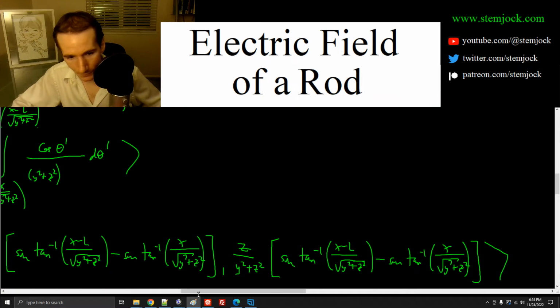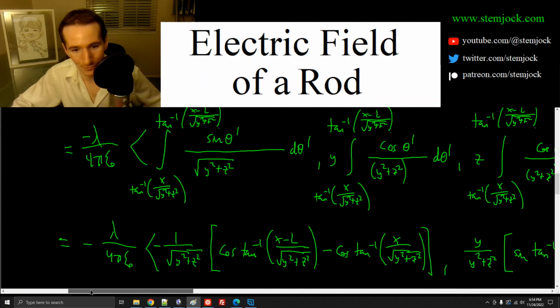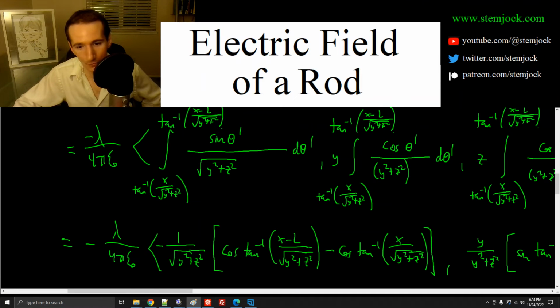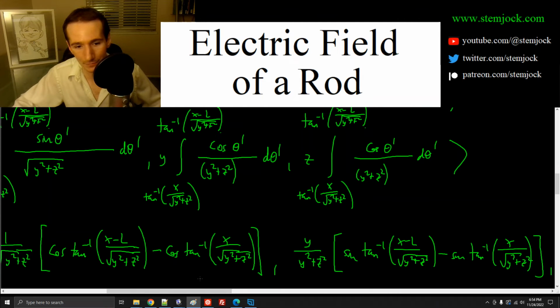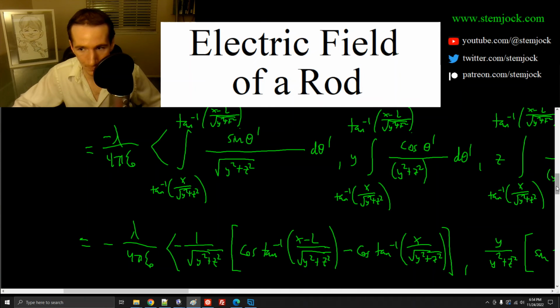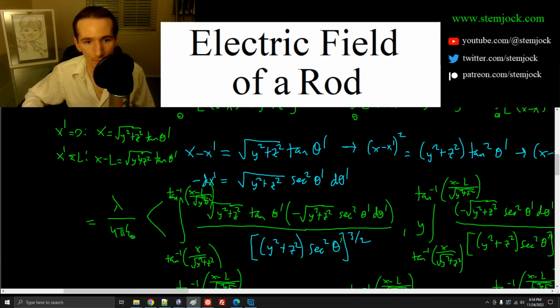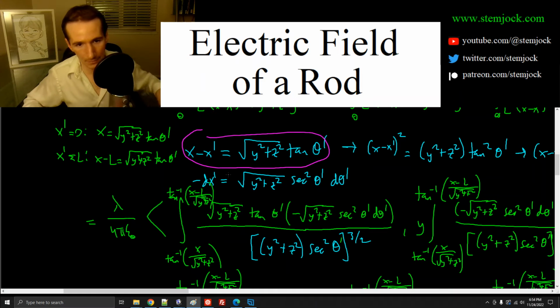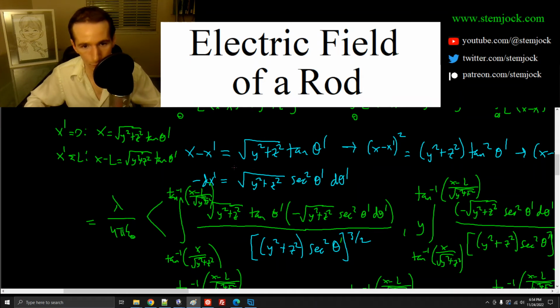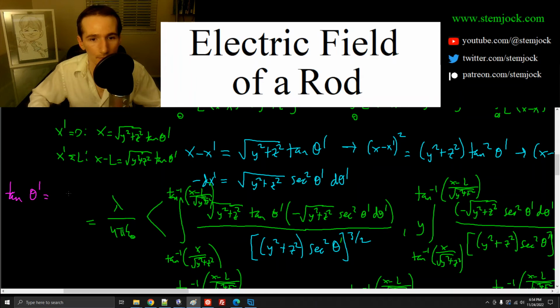Okay, so now the next thing we have to do to simplify is to determine what the cosine and the sine are of these two angles here, and we do that from the definition. What we started with: x minus x prime equals square root of y squared plus z squared times tan theta prime. So the tangent of theta prime equals x minus x prime over square root of y squared plus z squared.